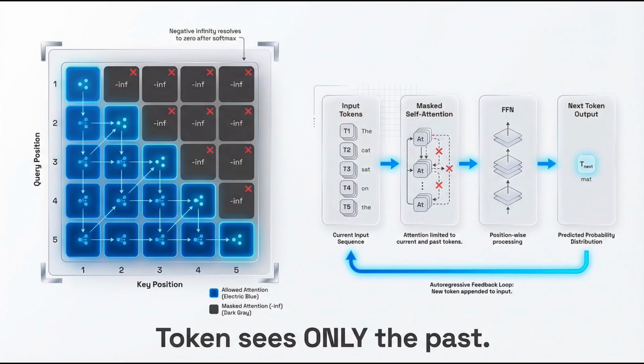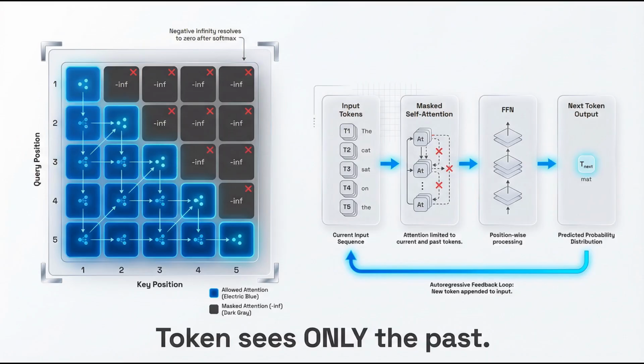2 inference phases of the decoder are critical for production cost optimization. Prefill. The entire prompt in one pass, parallel like an encoder. Decode, token by token, sequential. That's the actual cost bottleneck.